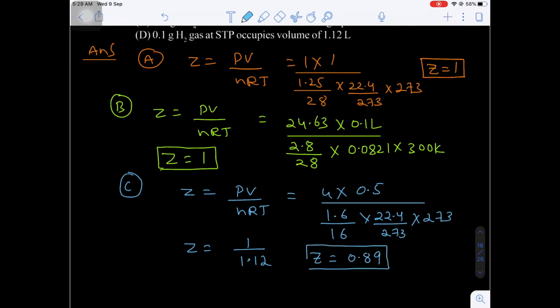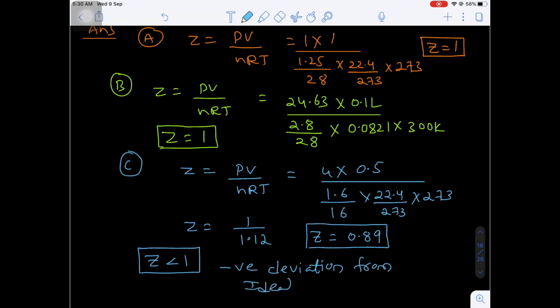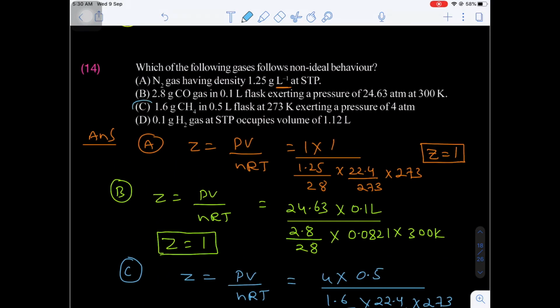Here you see the compressibility factor Z value is less than 1. Compressibility factor Z is not equal to 1, otherwise it is less than 1 or greater than 1. Then only the gas shows deviation from the ideal nature. That means here we can say it will show negative deviation from ideal behavior. Are you getting my point? So this is the option C, which is a non-ideal gas, that is a real gas.